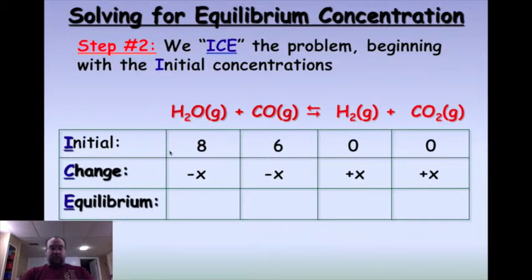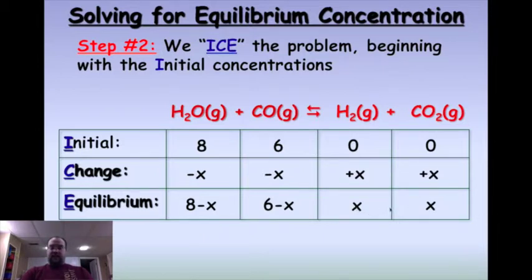Now in equilibrium, we just put these two cells together. So it's 8 minus X, 6 minus X, and X and X. So I'm going to start with 8 H2Os, and I'm going to lose X amount of that at equilibrium. CO, I'm going to start with 6, and I'm going to lose X amount of that. And then H2 and CO2, I'm going to gain X amount, right? Or 0 plus X amount.